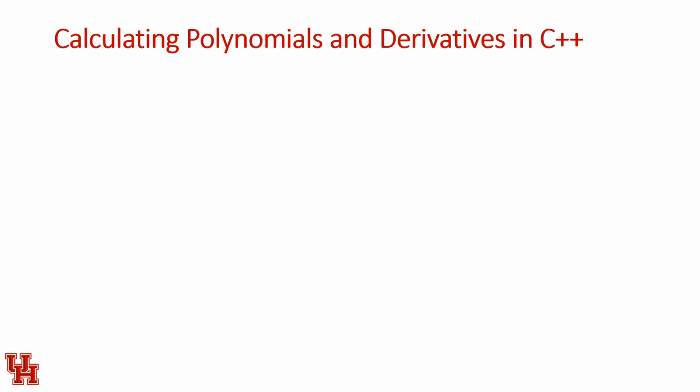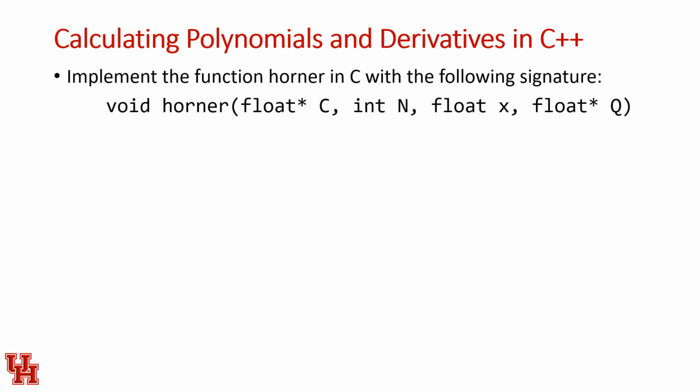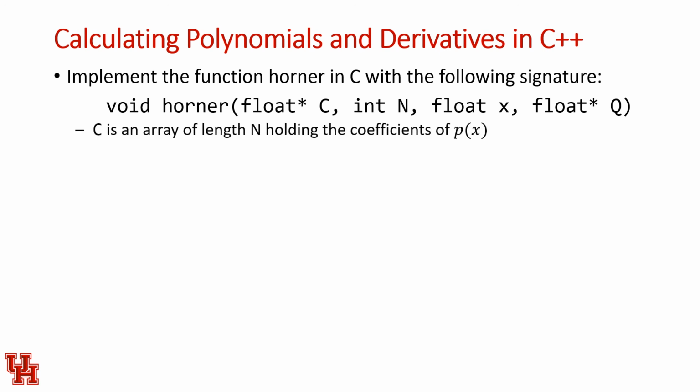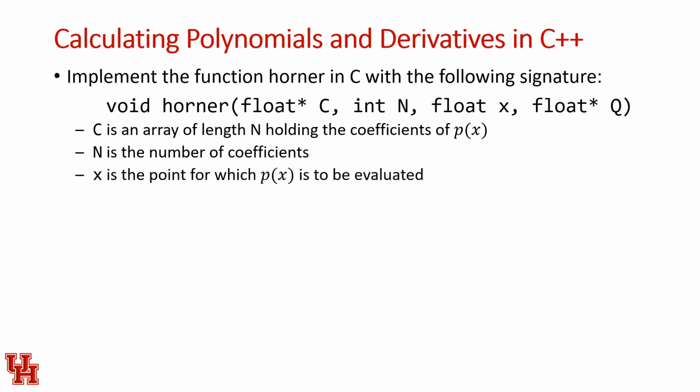Finally, let's consider an implementation of Horner's method in C++. We won't go over the details of the implementation internally, but I encourage you to think about the most efficient way to design it. However, we can look at how an efficient implementation can be used. Now, let's assume that we've implemented Horner's algorithm with the following function signature. Here, C is an array of length n holding the coefficients of p of x in descending order. N is the number of coefficients, which is required to evaluate the function, and x is the dependent variable, where we're evaluating p of x.